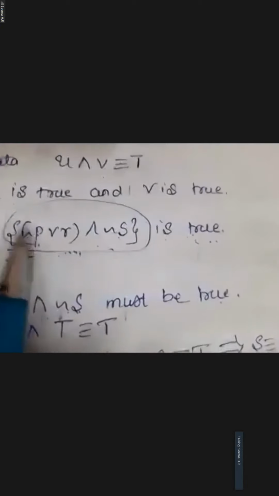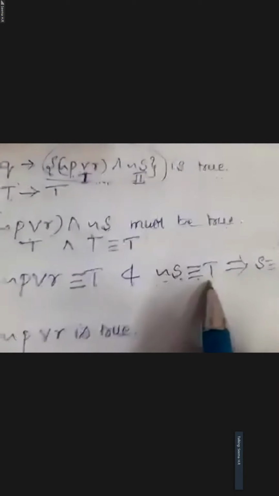What is the second statement? Negation of P∨R∨R and negation of S. Consider this as the first term and this as the second term. Conjunction is there. So we got to know that negation of P∨R∨R and negation of S is true. So first term and second term are true. What is the meaning of first and second being true in the conjunction? First has to be true and second has to be true. So that is what I have written. Negation of P∨R∨R must be true and negation of S must be true. Since negation of S is true, obviously S will be false. Yes, S will be false.